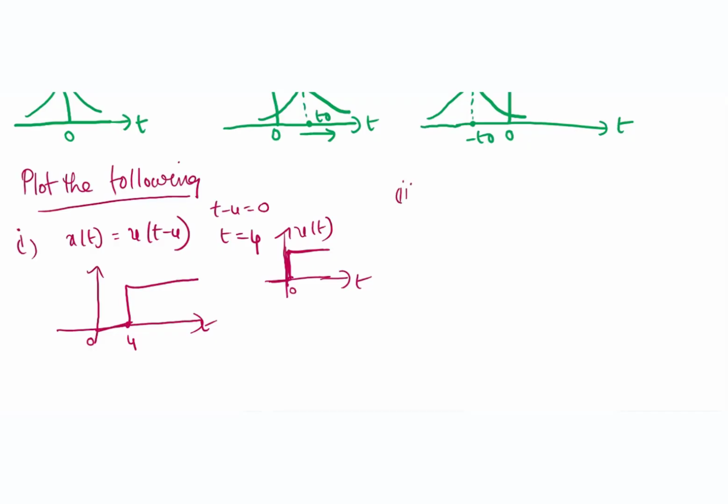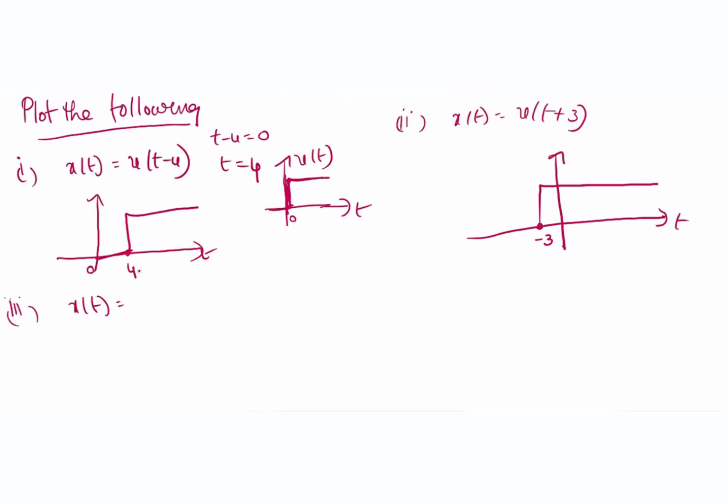Now I'll plot x of t equal to u of t plus 3, which means the signal is shifted to the left. So take t plus 3 equal to 0, so this is minus 3. The signal is like this. This is u of t plus 3.